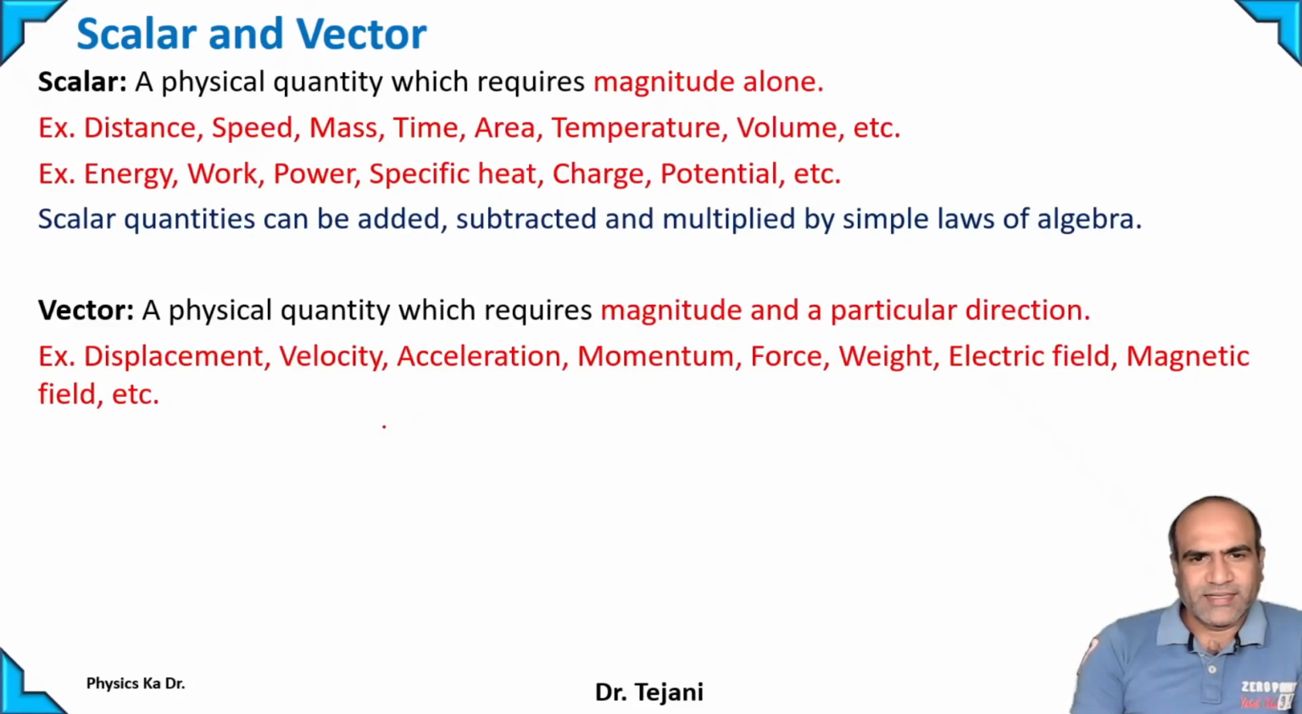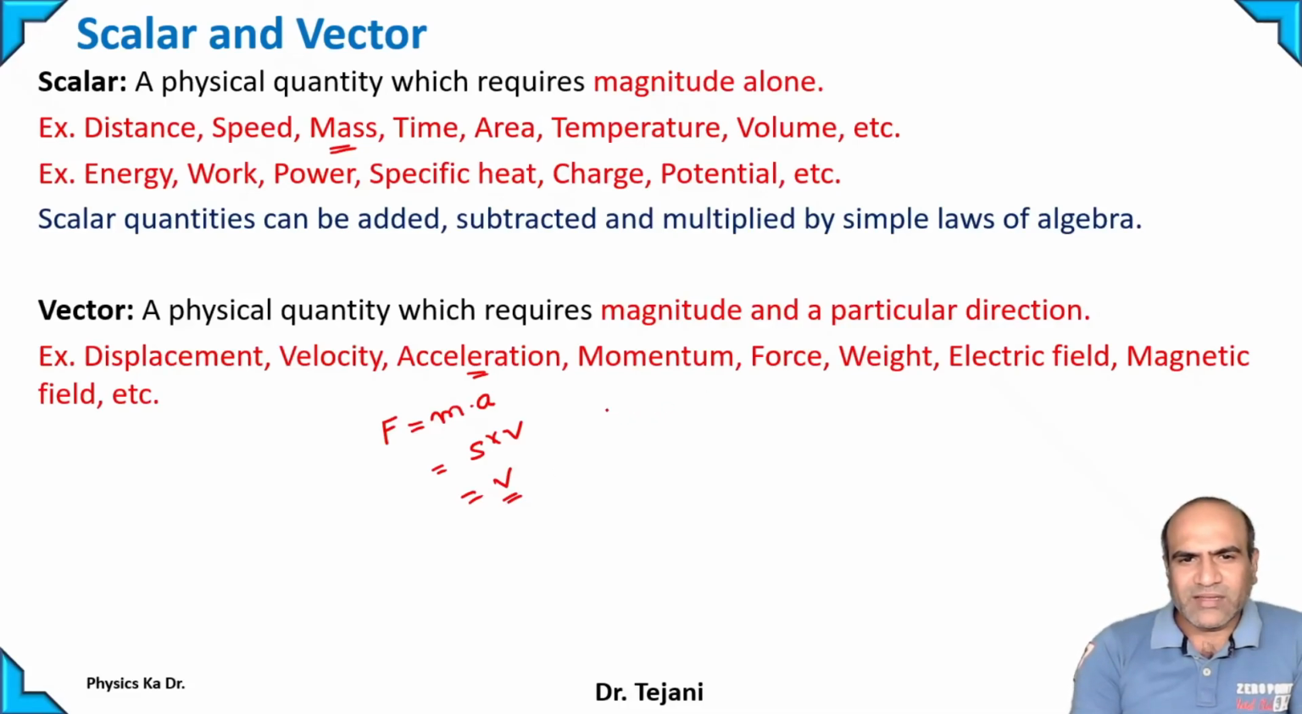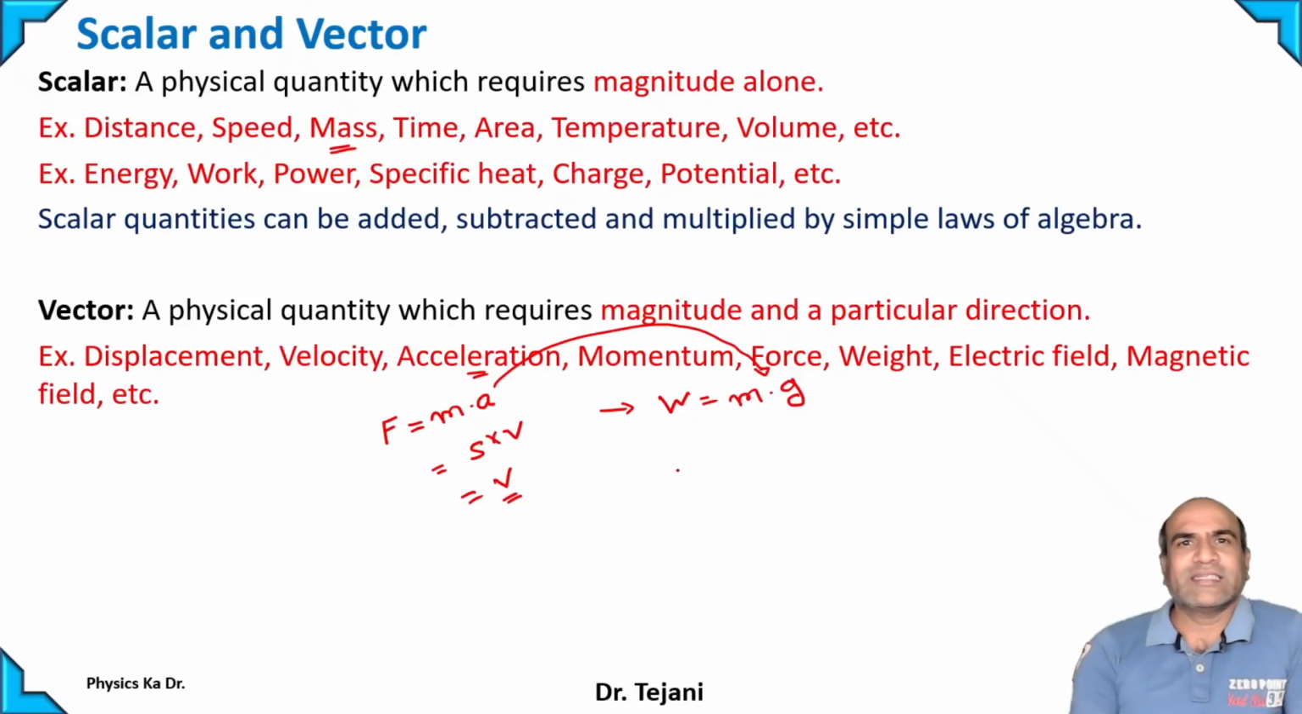Next is force. What is force? Force is equal to mass multiplied by acceleration, we know from Newton's law. Mass is a scalar quantity. What about acceleration? It's a vector quantity. So ultimately, force becomes a vector quantity. And similar, a brother of force is weight, mass multiplied by gravitational acceleration. So g and a both are brothers, and therefore W becomes a vector.